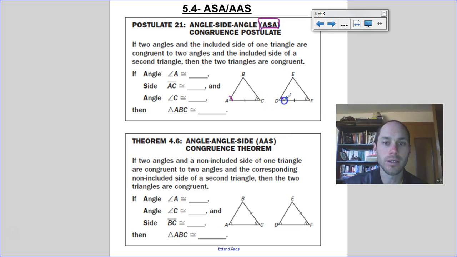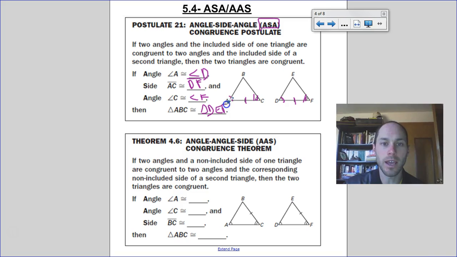Angle A, angle D are congruent. AC is congruent to DF. And then angle C is congruent to angle F. So we've got the side included between these two angles. So triangle ABC would be congruent to triangle DEF.